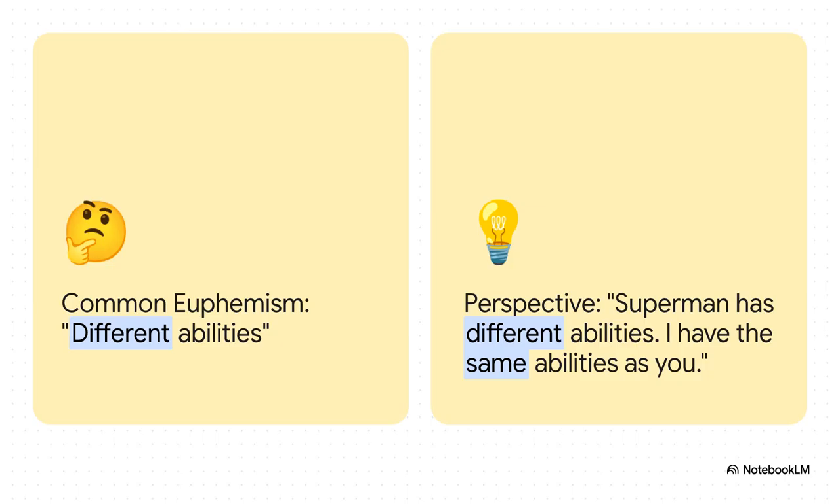But check out this perspective, because it's really sharp. Superman has different abilities. A person with a disability, though, they have the same human abilities as you and me. They just might access them or use them in a different way. See how that little euphemism can accidentally dismiss that shared reality? It's subtle, but it's so important.